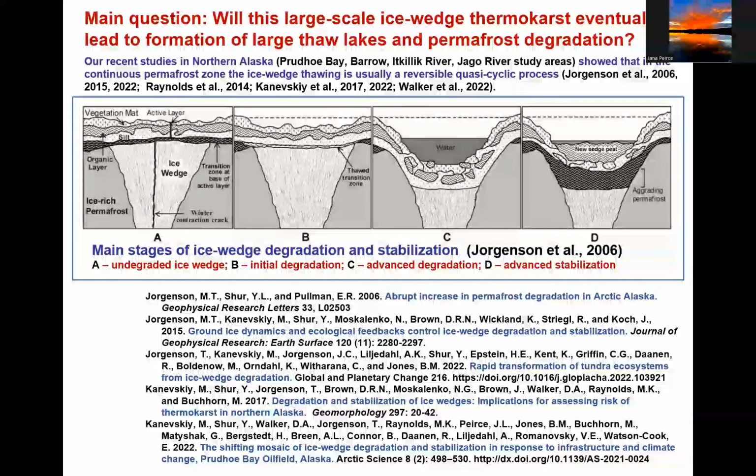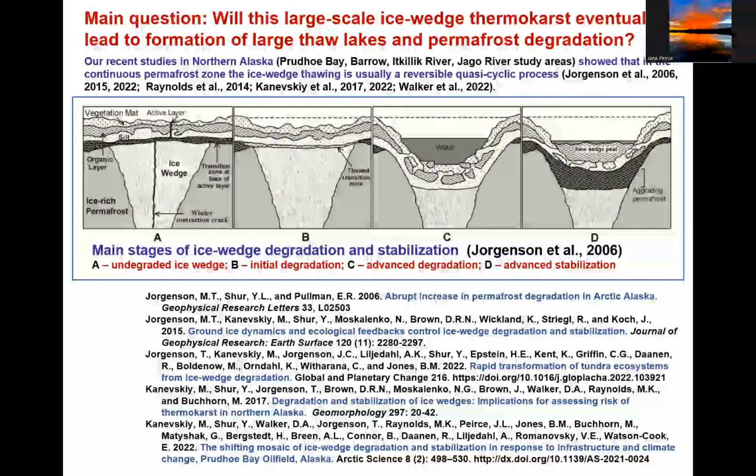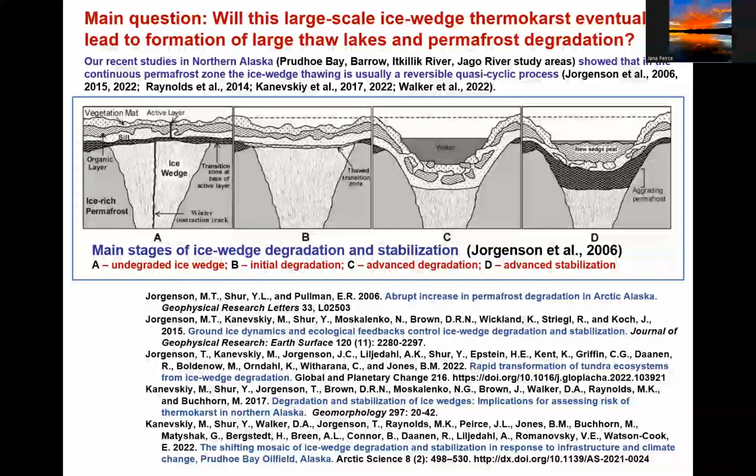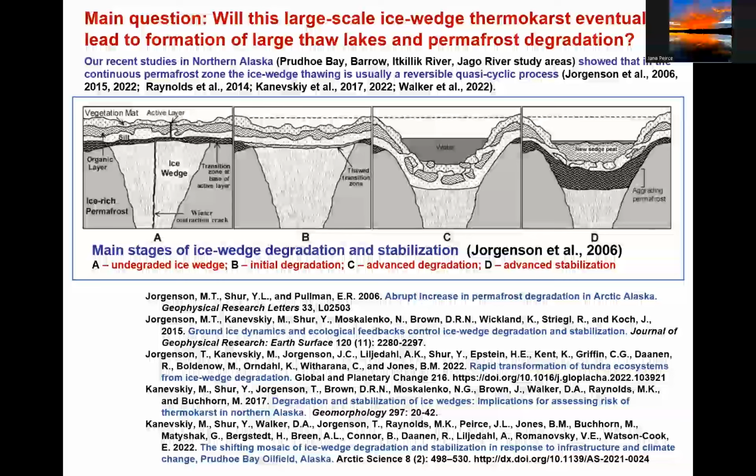But then stage D, this water-filled trough is filled with sediment, with organic matter, and it leads to stabilization of the ice wedge, a decrease in the active layer thickness. So after a while, most wedges become relatively stable, and the growth continues.